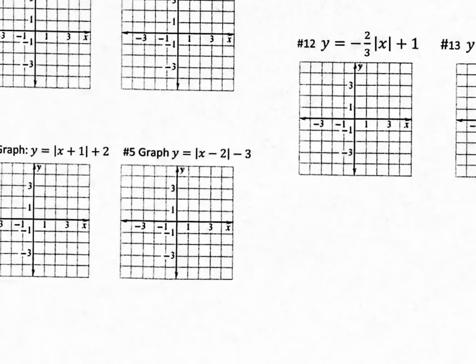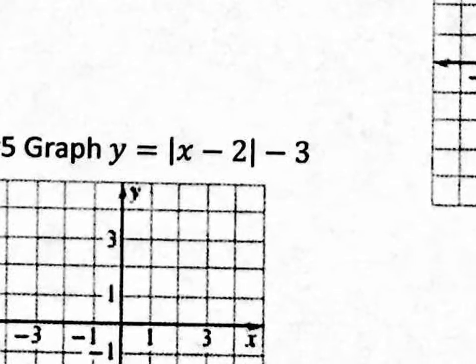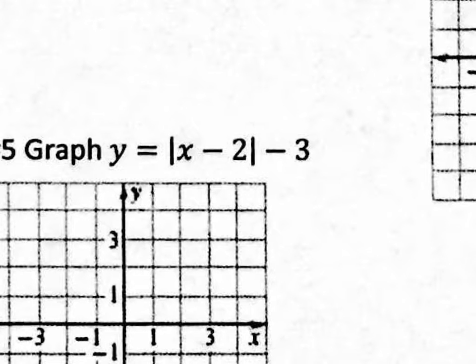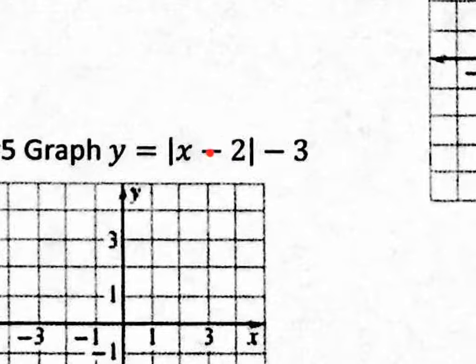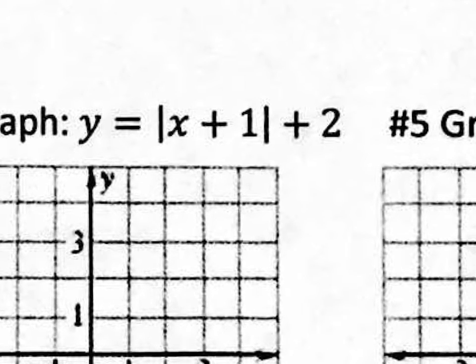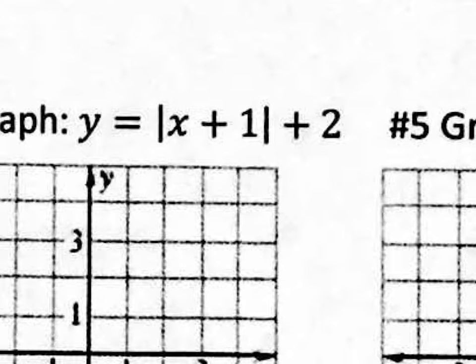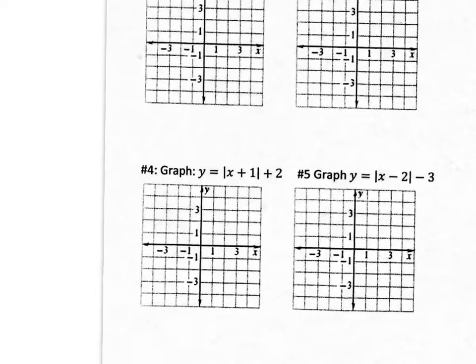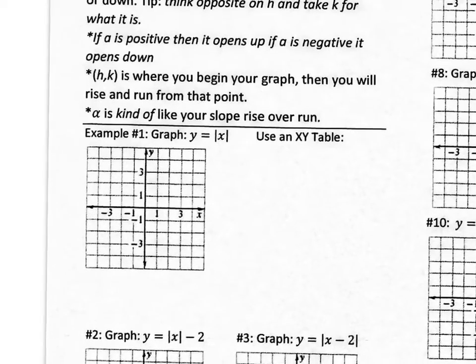What's your h and k right there? 2 and negative 3, perfect. You think opposite on this one, you take this one for what it is. Okay, h and k right there? Negative 1 and positive 2, perfect. So that's the most important part of this, identifying h and k. Okay?